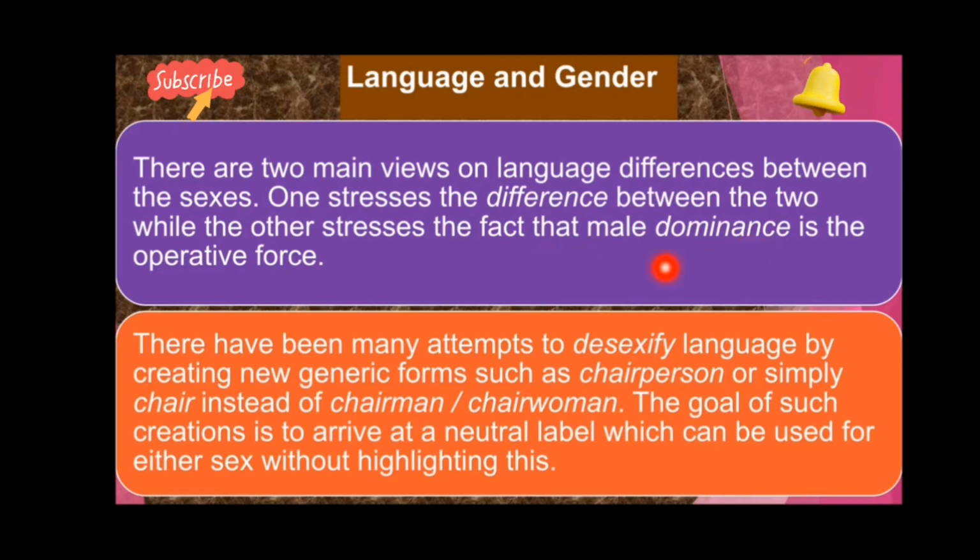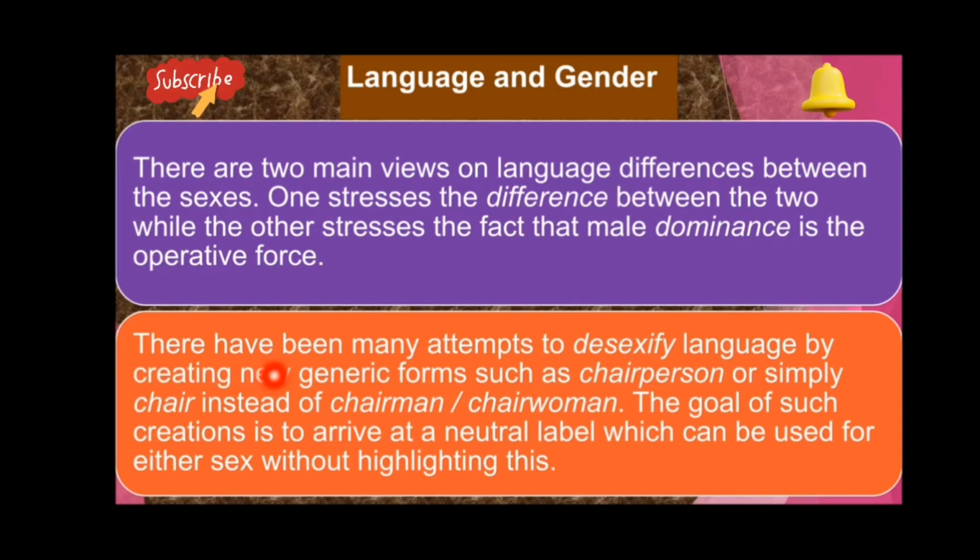So both talk about the difference between the language used by males and the language used by females. One view stresses that the differences exist because males are different from women, while the other stresses that the differences exist because males dominate over women.